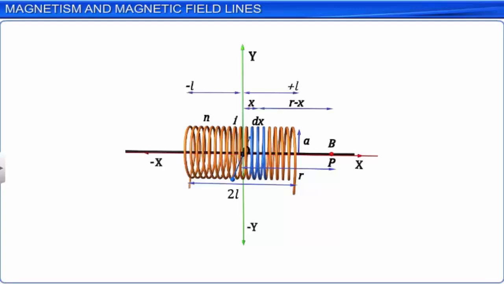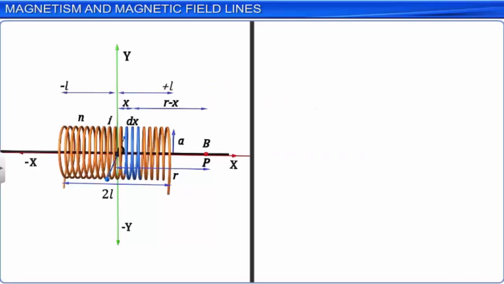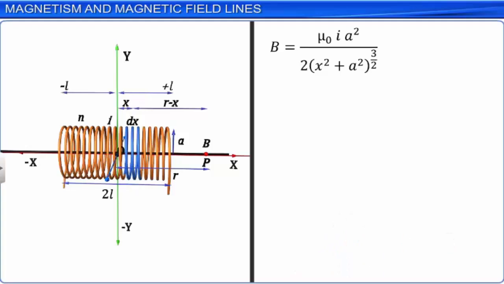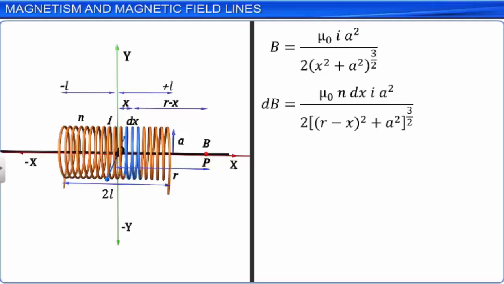We learnt earlier that the magnetic induction B on the axis of a current-carrying circular loop at a distance x from the center of the loop is equal to μ₀Ia² by 2(x² + a²)^(3/2). Thus, the magnetic induction due to the current passing through the small element of the solenoid at the point P on the axial line, dB, is equal to μ₀n dx Ia² by 2((r − x)² + a²)^(3/2).